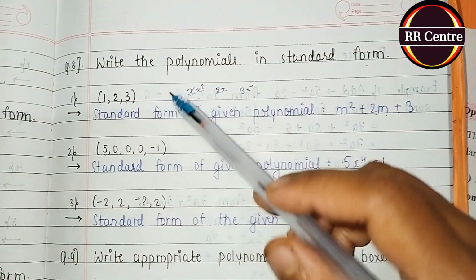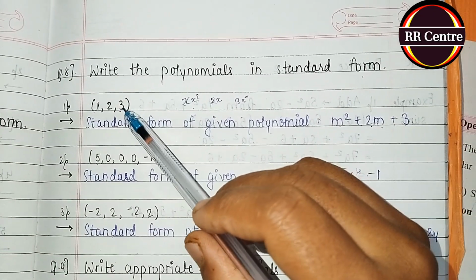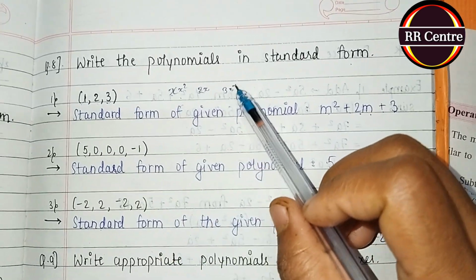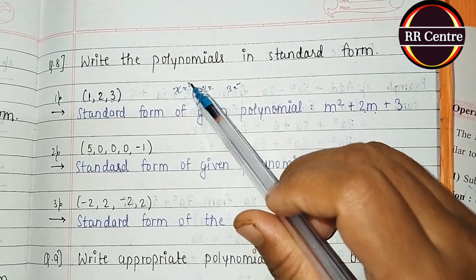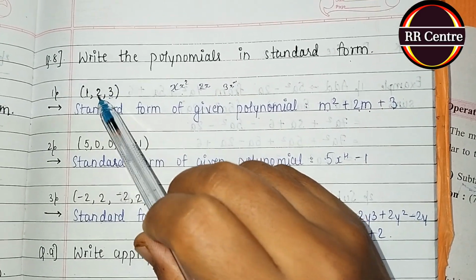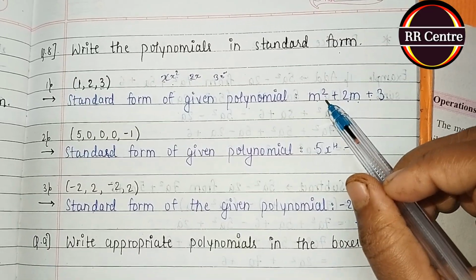So first one, standard form में हमें लिखना है standard form. So start from the constant, 0, 1 and 2, right? x raised to 0, then x raised to 1, x raised to 2. Start from unit side, right? Unit, 10, 100. So first one is constant 2m, then m square.